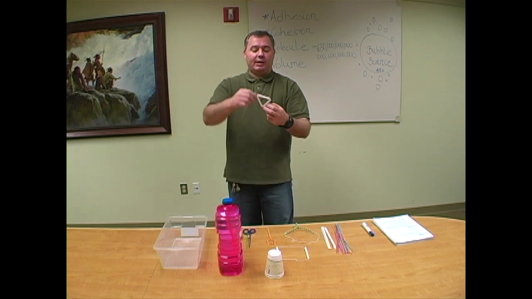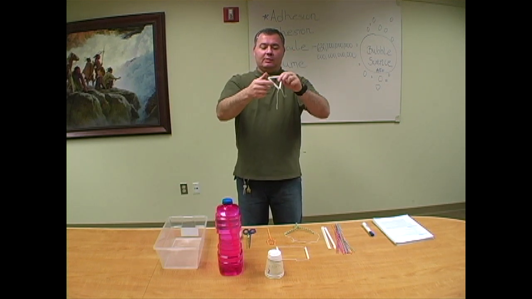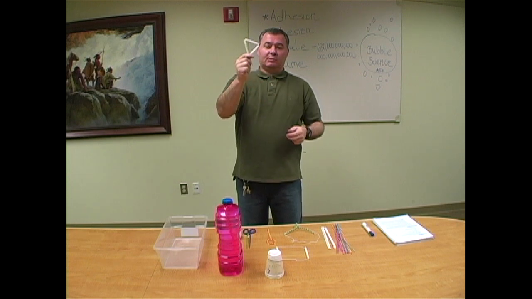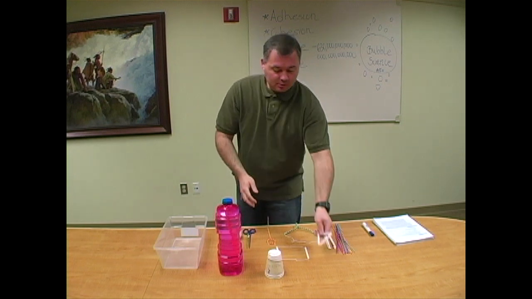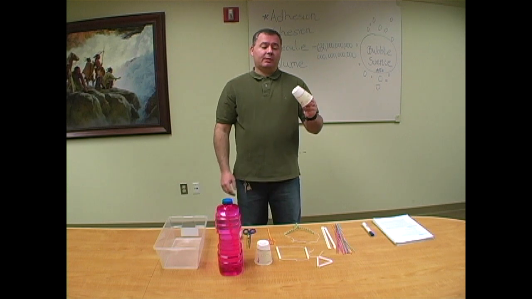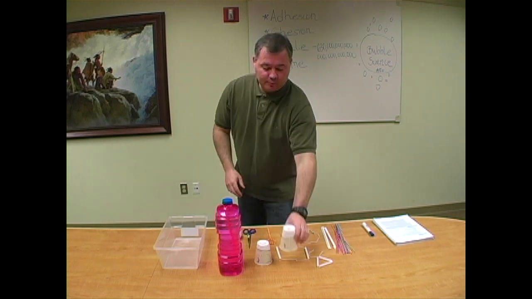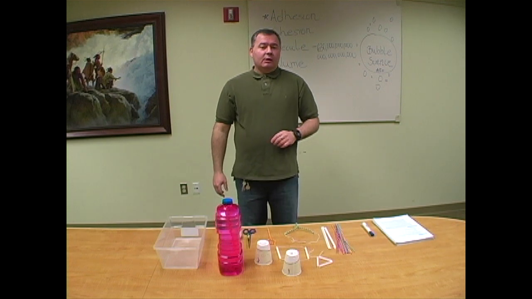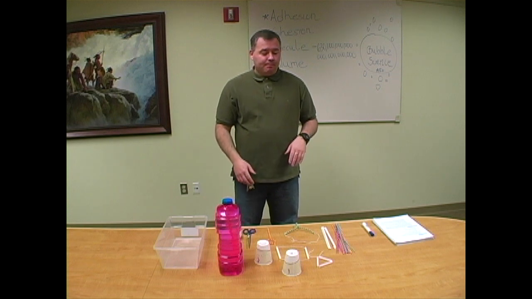You can also make a triangle one and have the youth make a bubble from this contraption and observe what the bubble looks like and what shape the bubble takes. One of the easier bubble makers is just a cup with a hole in it. Again, this is a really good opportunity for the youth to use their imagination and make their own bubble makers.